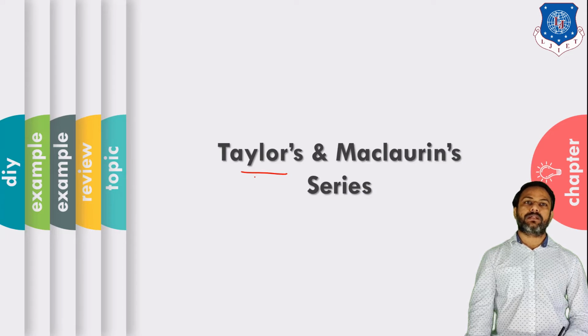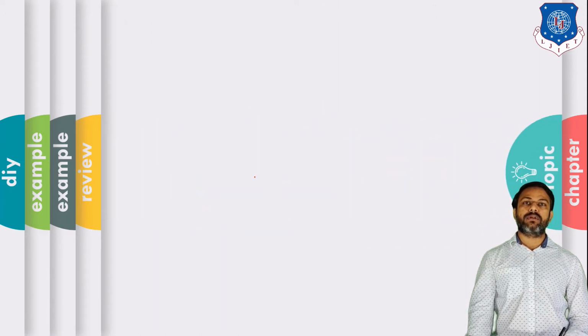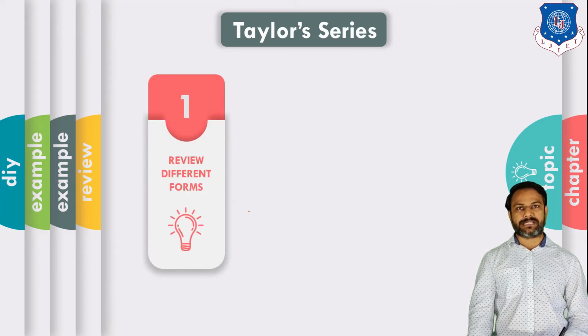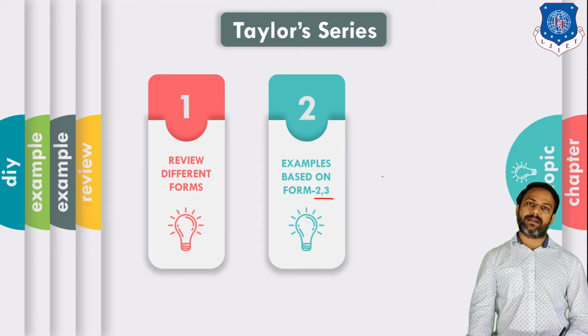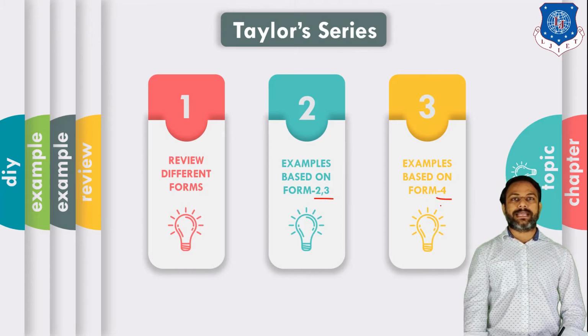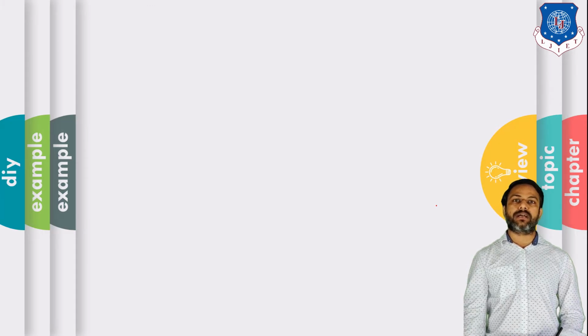Today we will see the Taylor series again but with different topic. First we will see the review of different forms which we already learned in previous lecture. And second and third topic is example based on form 2, 3 and 4. One by one we will see. So let's take a review, or we can say a recall of different forms.